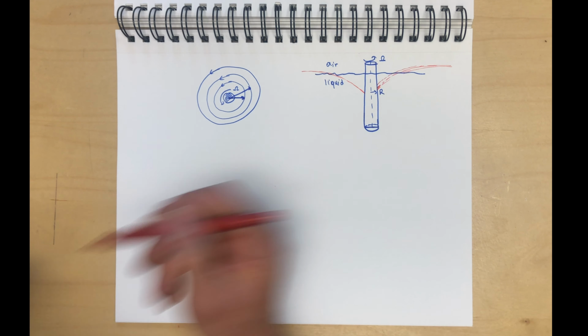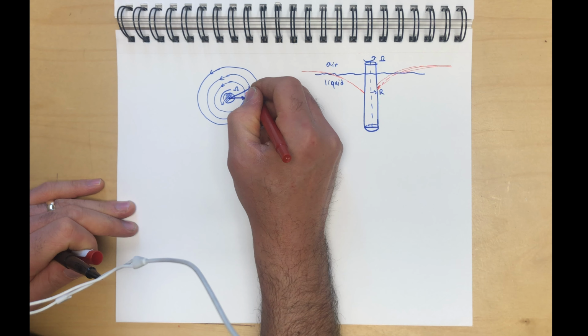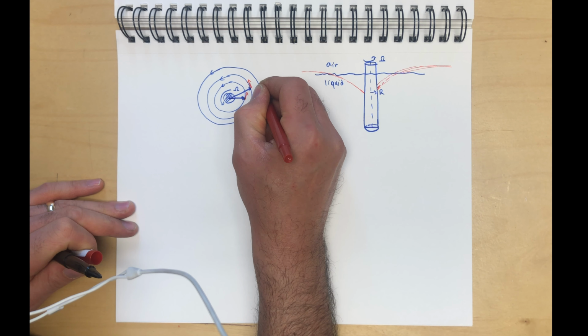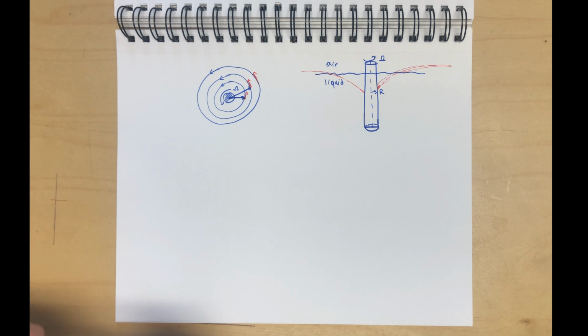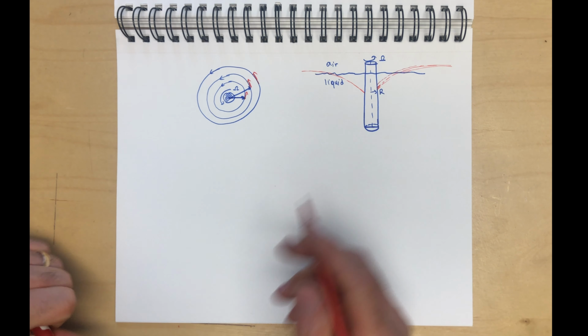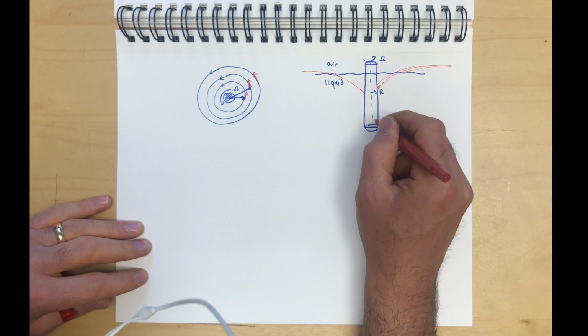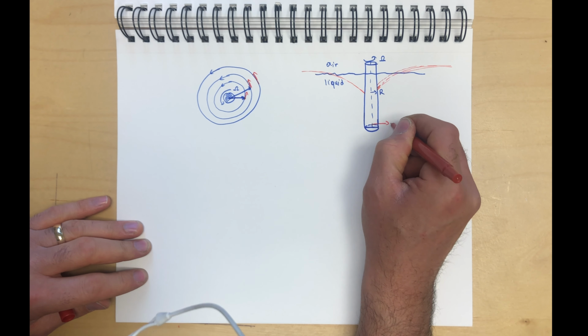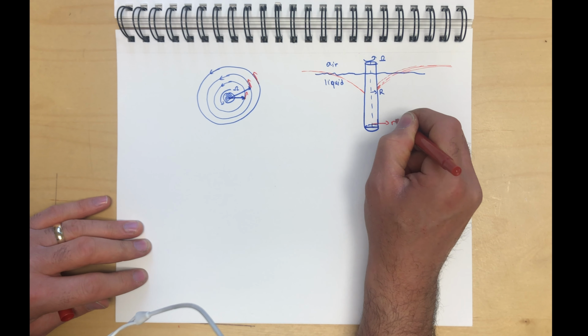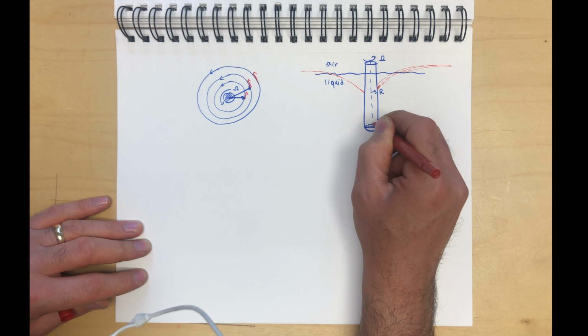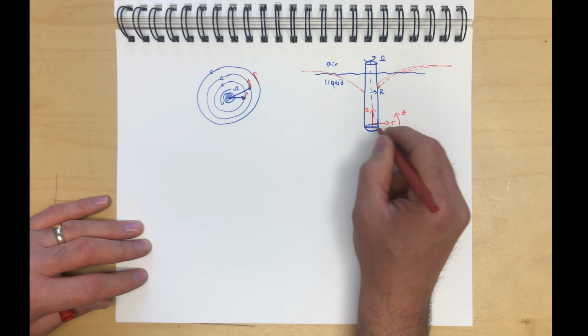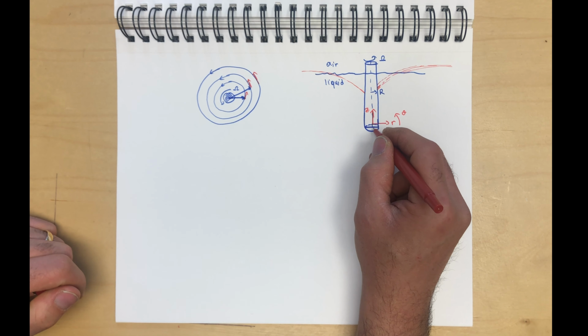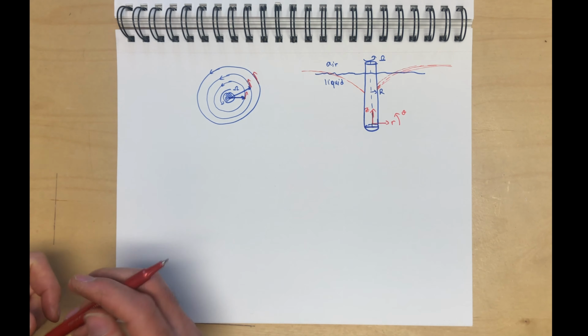And the only velocity component is the tangential velocity component. So it makes sense to go ahead and do cylindrical coordinates, obviously. And so we're going to do r and theta and z. We're going to put our coordinate origin at the bottom of the cylinder.